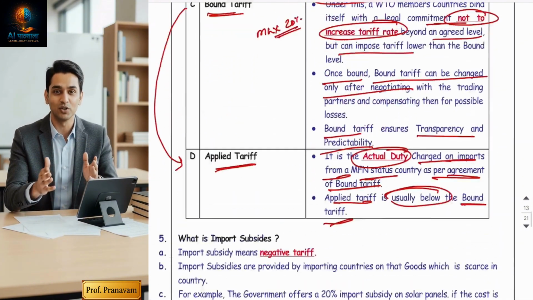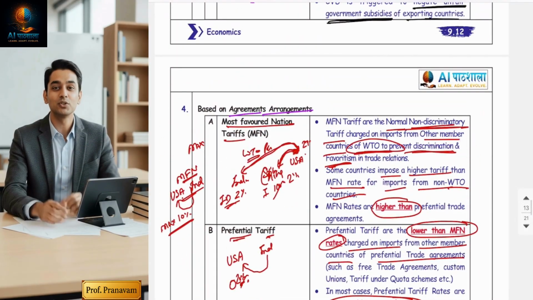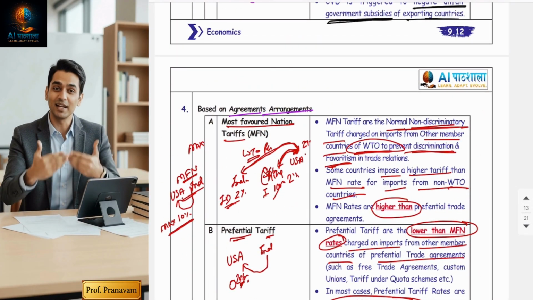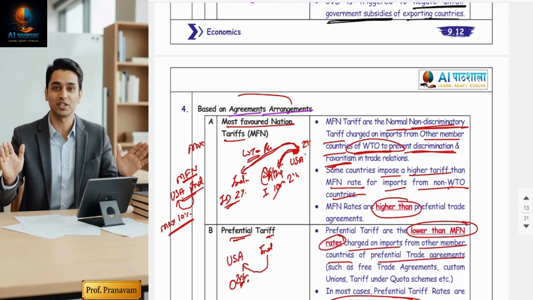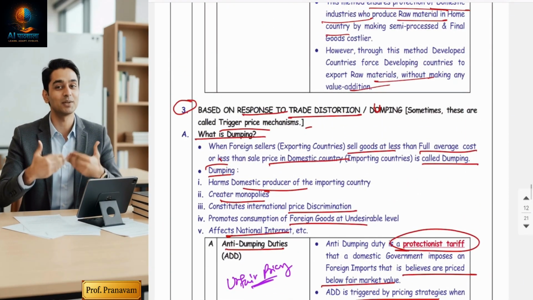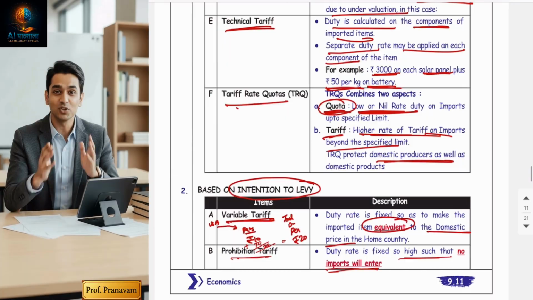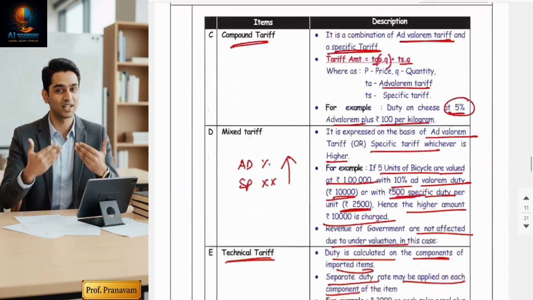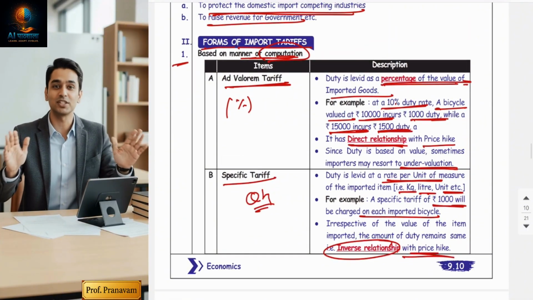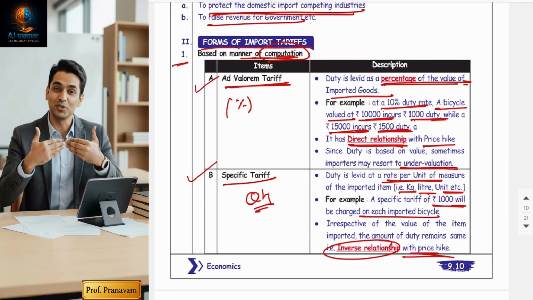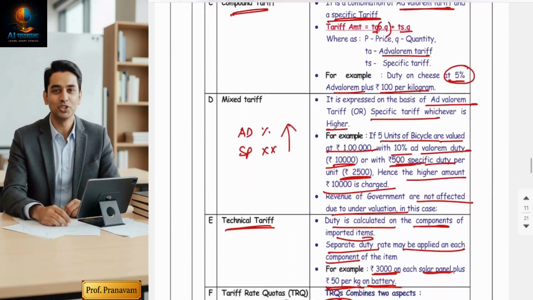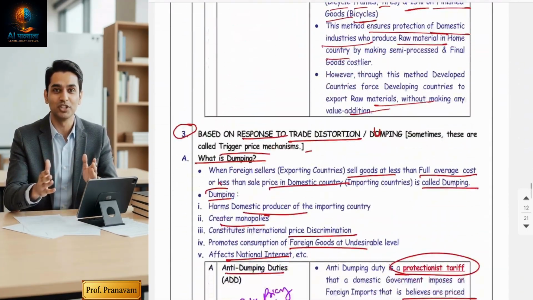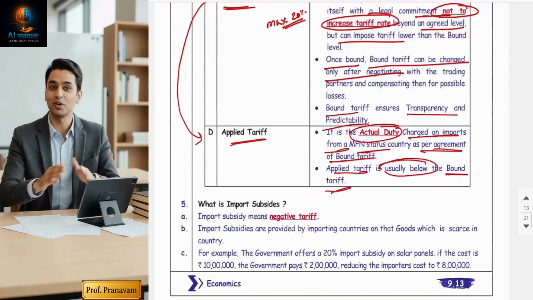So these were the four categories of tariffs with different intentions: based on agreements, to stop dumping, intentions to levy, and actual real calculations. I can say that the real calculation of tariff is actually ad valorem and specific. Everything else is derived and depends on the situations and intentions. Am I correct? Hope you got it.